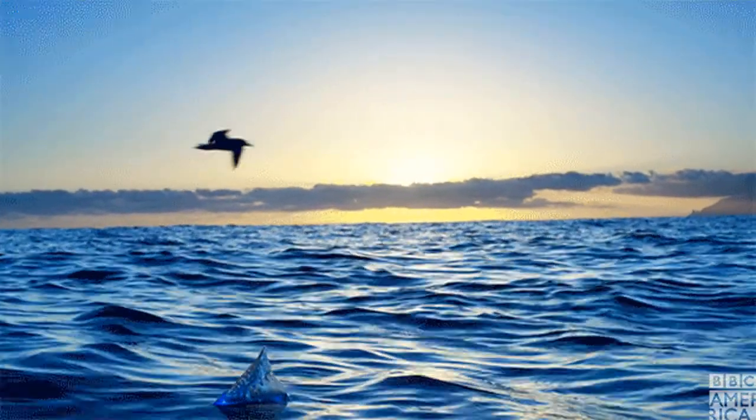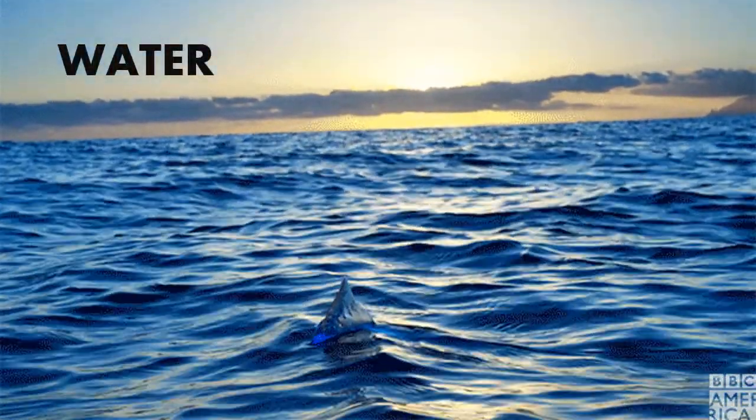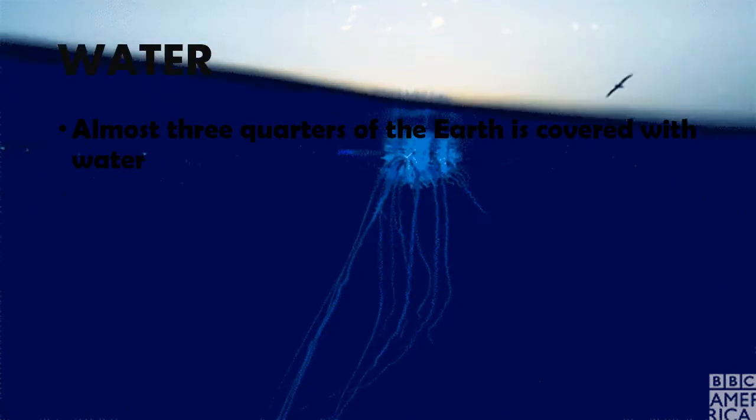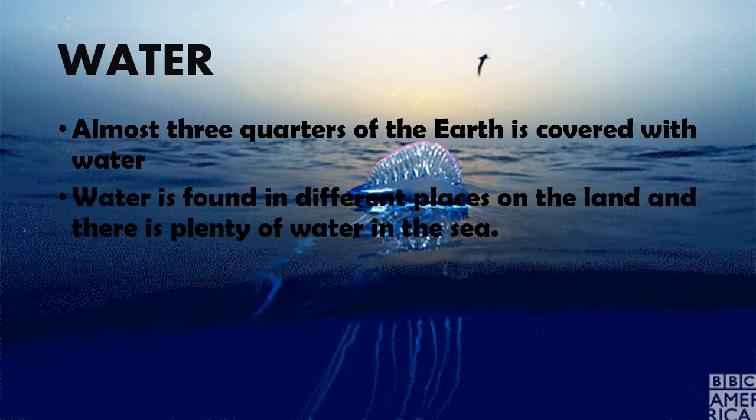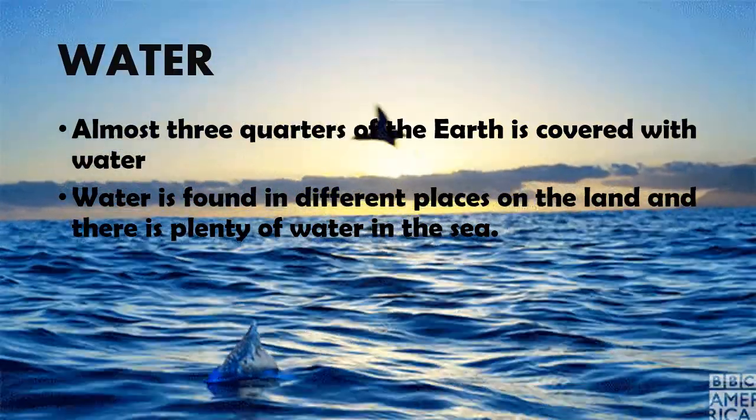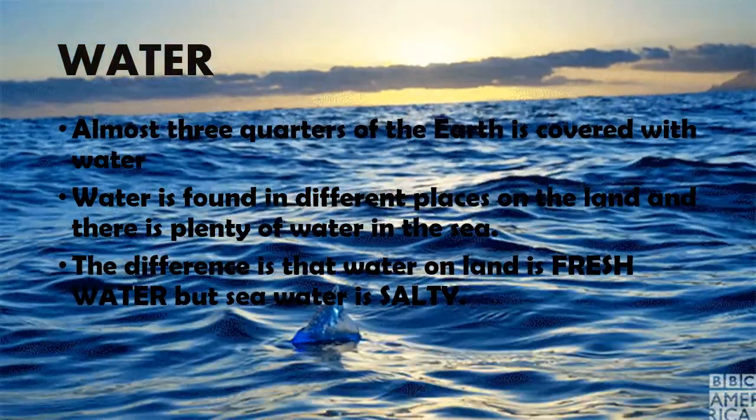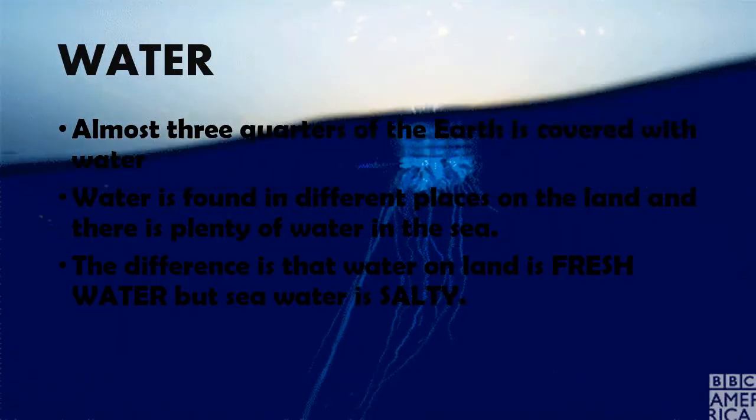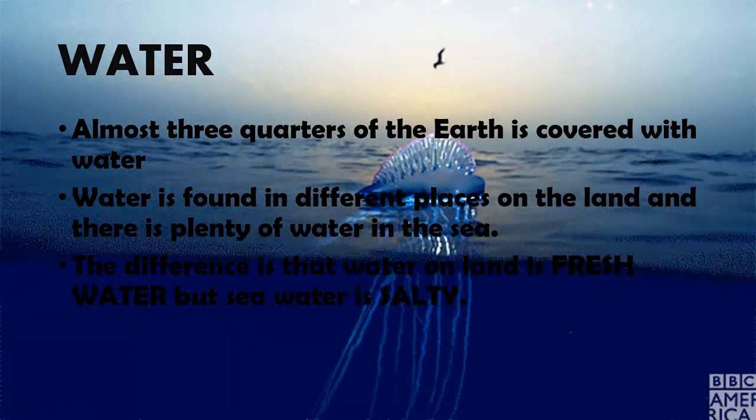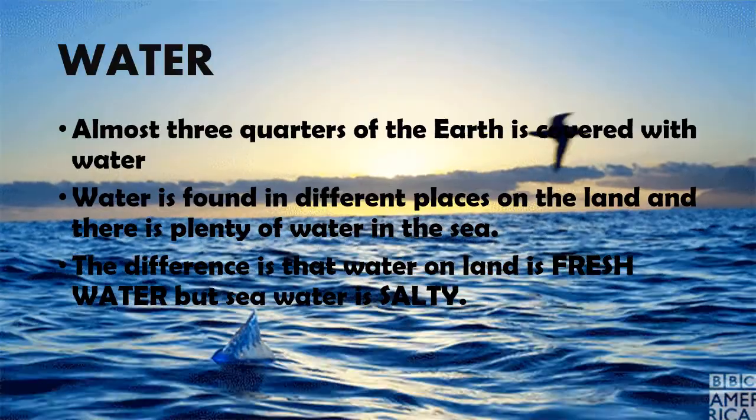Okay kids, as you all know, water is an important natural resource. Almost 3/4 of the earth is covered with water. Water is found in different places on the land and there is plenty of water in the sea. The difference is that water on land is fresh water, but sea water is salty. We use fresh water for most of our needs.